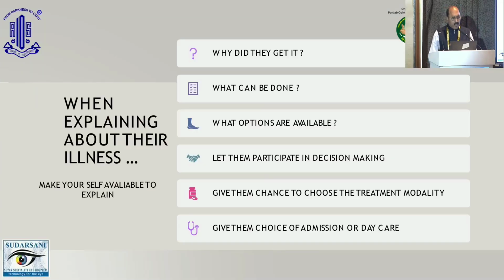When explaining their illnesses, make yourself available first to explain it, and tell them why they got it, what can be done about it, and what options are available for the treatment of that condition. Let them participate in the decision making. Give them the chance to choose the treatment modalities. The 1, 2, 3, 4 modalities are there. Give them the choice of admission or daycare.